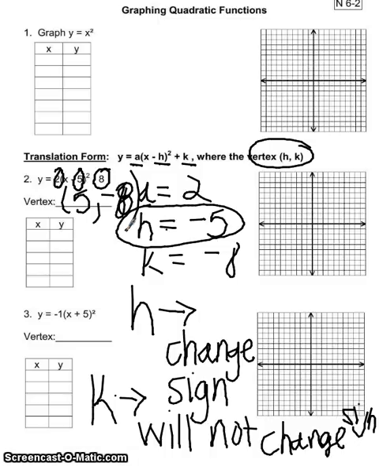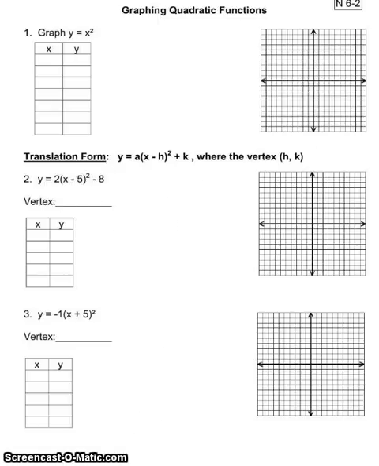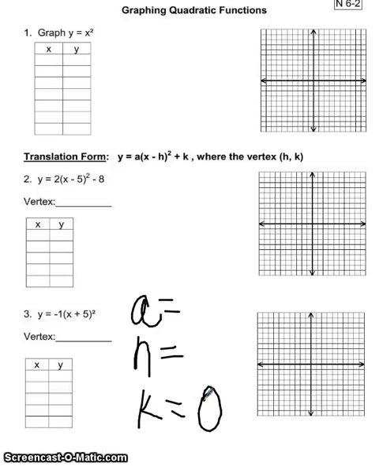Okay, so remember, when I'm looking at my h, it is going to change signs, and the k will not change signs. So let's look at problem number 3. Problem number 3 says y equals -1(x plus 5) squared. Now if you notice, in this particular problem, I actually only have an a and an h. So what happens when I don't have a k? If I don't have it, what number is it going to be? That's right, 0. If it doesn't exist, it's going to be 0.